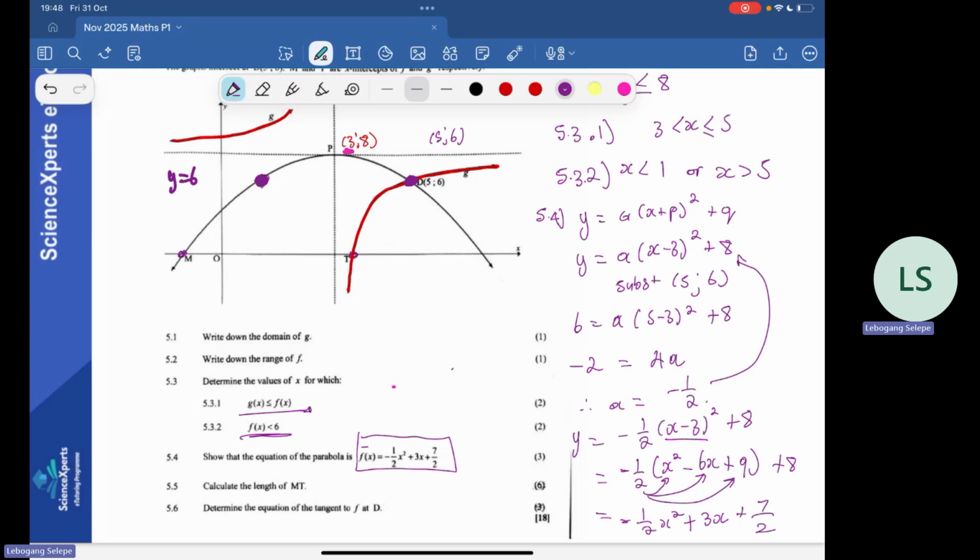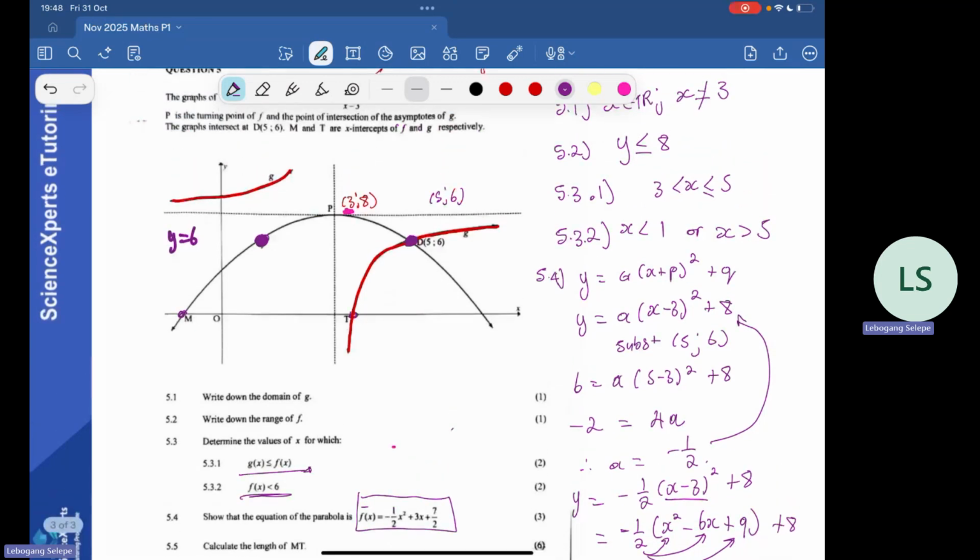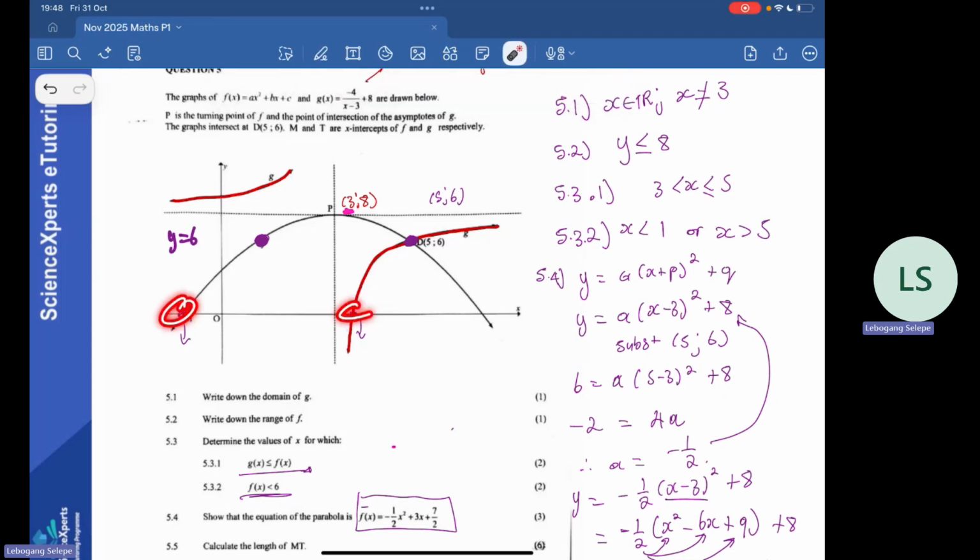Now let's move on to the next question, 5.5. Calculate the length of MT, 6 marks, right? So for us to be able to calculate the length of MT, I definitely need these coordinates and also these coordinates, right? So that I can find the length of MT, I need to find the coordinates of M and the coordinates of T.